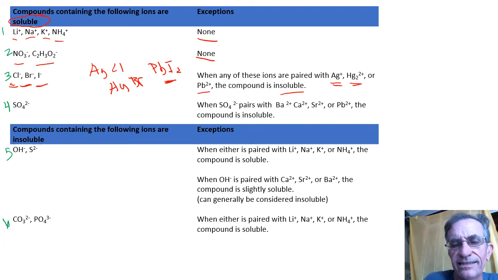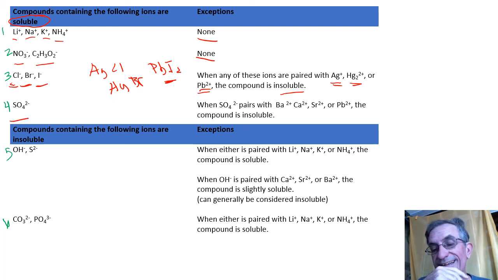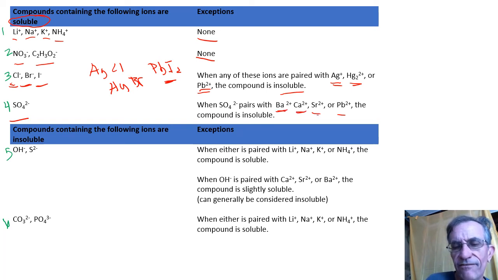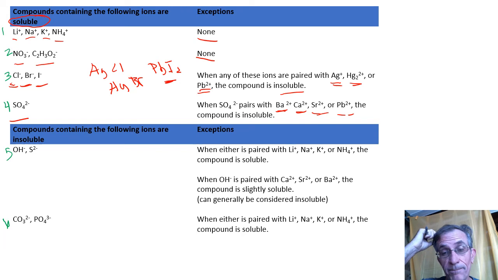All right, so if you have one of those exceptions, you wouldn't dissolve if you happen to contain one of these three in addition. Okay, there is a fourth rule. Fourth rule says if you got sulfate, you will dissolve unless you happen to be barium sulfate, calcium sulfate, strontium sulfate, or lead sulfate. You won't, all right? So most things with sulfate will, but there are some exceptions if you also see lead or barium or calcium or strontium.